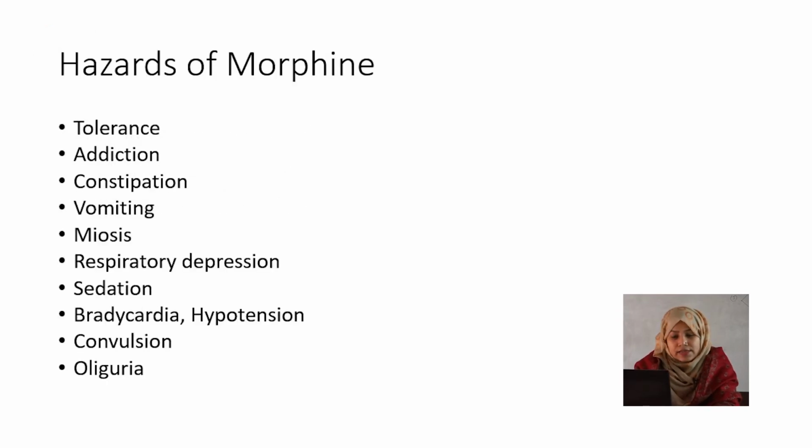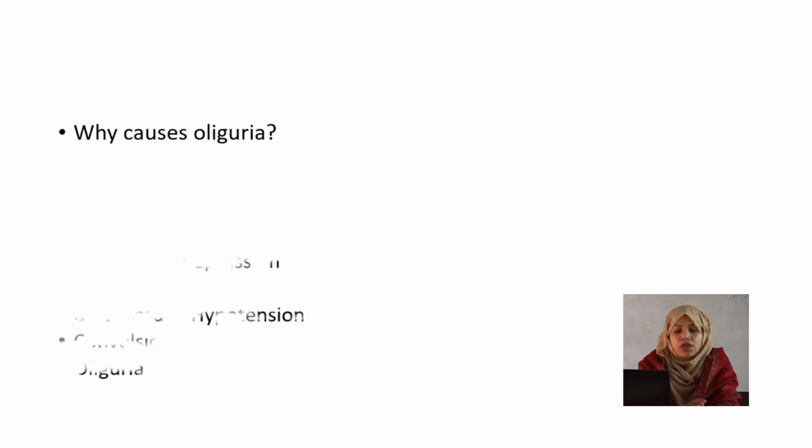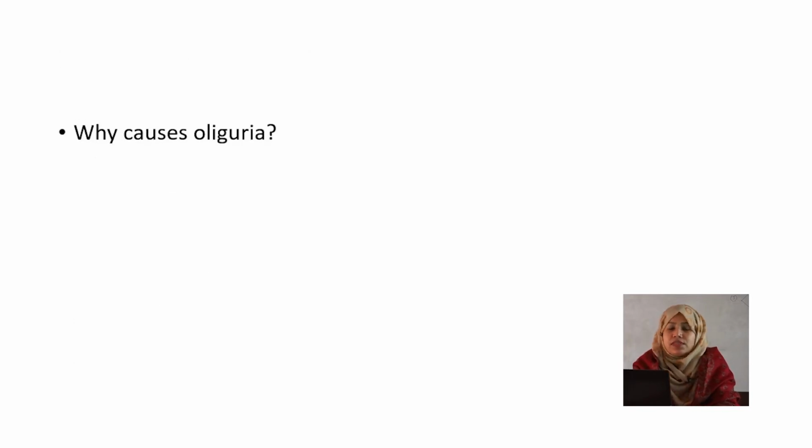Now, what are the hazards of morphine? Morphine causes tolerance, addiction, constipation, vomiting, miosis of the eye, respiratory center depression, sedation, cardiorespiratory center depression like bradycardia, hypotension, convulsion and oliguria also. Why does it cause oliguria? Because it stimulates the supraoptic and paraventricular nucleus. As a result, antidiuretic hormone is released and that causes the oliguria.